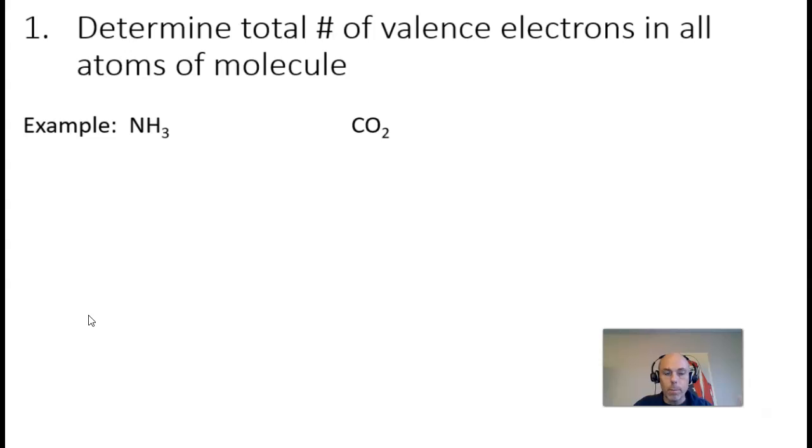So the first step, like we saw above or a moment ago, is to determine the total number of valence electrons available to build the Lewis structure from in all the atoms of the molecule. And we'll use NH3, ammonia, this was in the intro to this lecture, and carbon dioxide as examples. So we need to go to a periodic table to find out which column N and H are in, and based on the column they're in, that'll tell us how many valence electrons they each have, and we'll add them up. We'll do the same for carbon and oxygen as well.